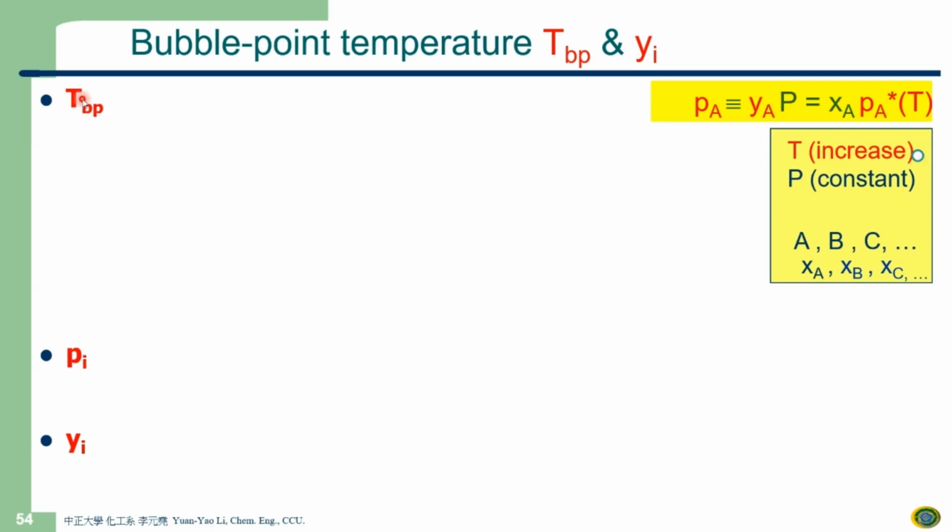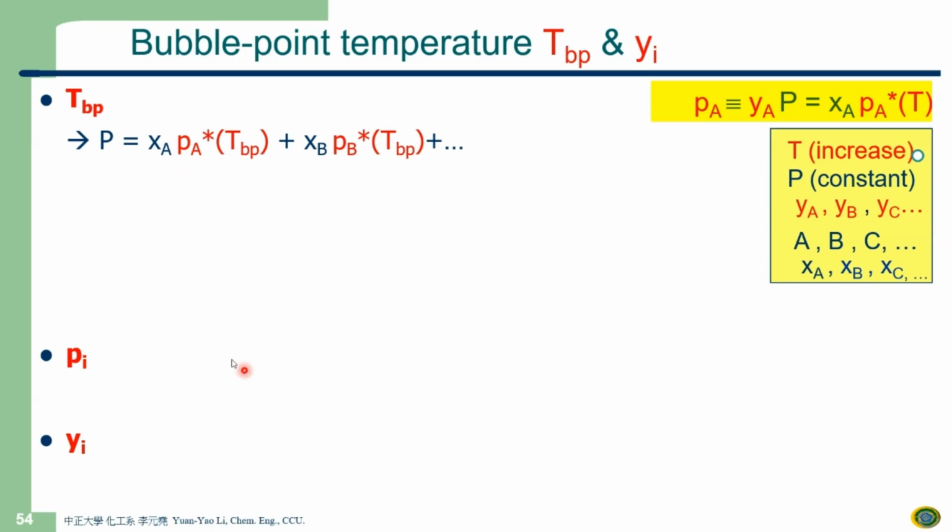So you have three pieces of information you want to know. The first one is called TBP, the bubble point temperature. Also, yi is the molar fraction of the i species in the gas phase, and pi is the partial pressure of the i species in the gas phase. In the very beginning, the important thing is you need to find out the bubble point temperature. Then you want to find out the molar fraction of A, B, C, and then the partial pressure of A, B, C. So this is the key.